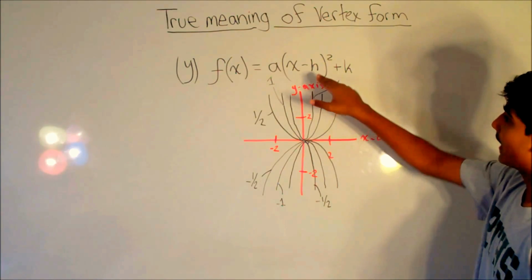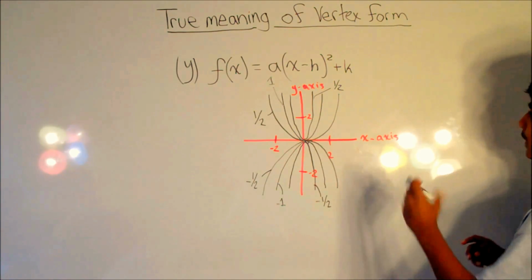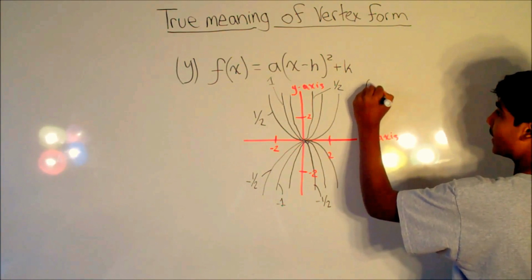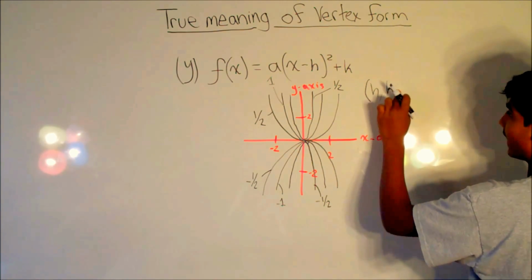Now, let's move on to h. h and k are both the vertex. They're the way to find the vertex. So, if you were to find a vertex, it would look like h, k, where h is the x and k is the y.